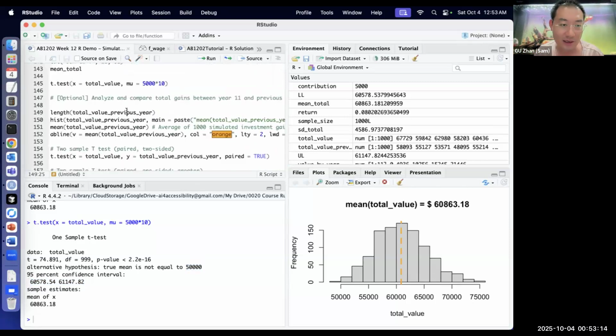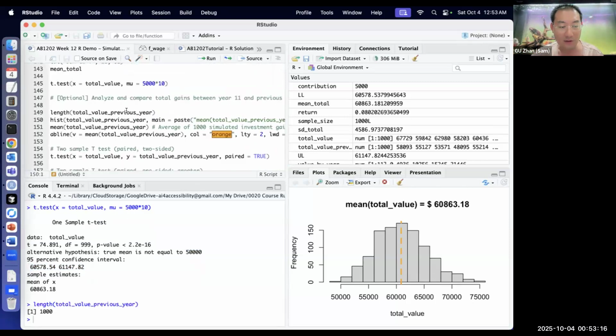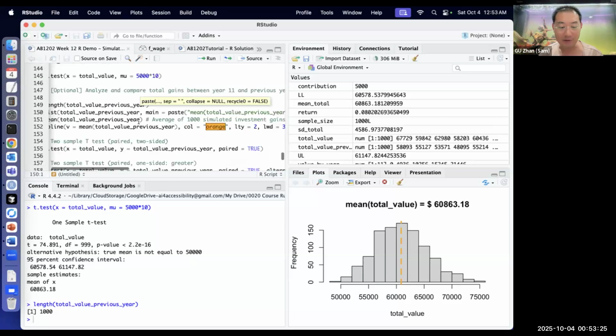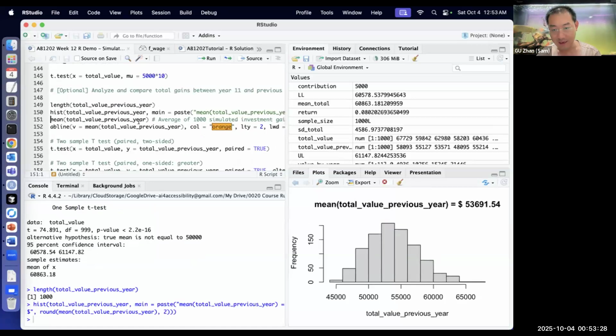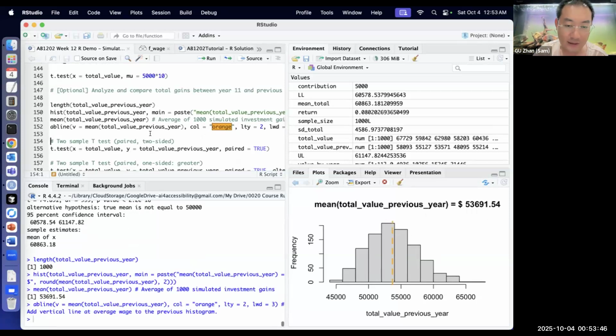So this is another thing. So length of total previous year, you also have 1,000. Okay. So basically that is the beginning of the year 10 of the previous year. Then okay, let's have a look. That is the sample distribution of the total investment value, total capital market value of the previous year. So which is the average is 553,000. And mean value then add a line.